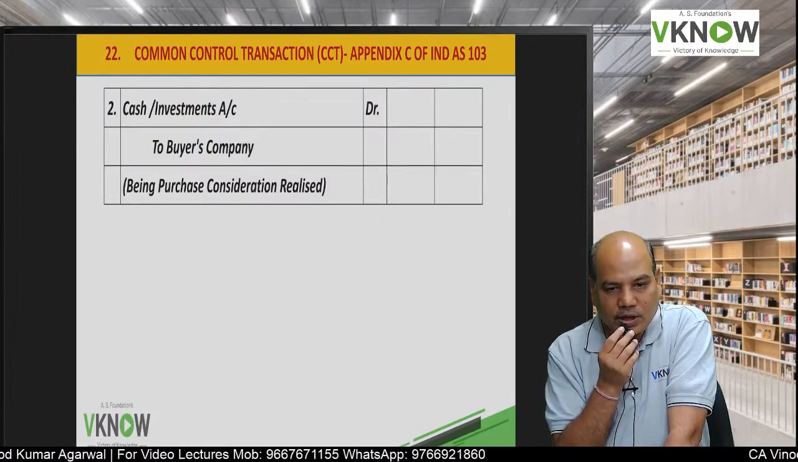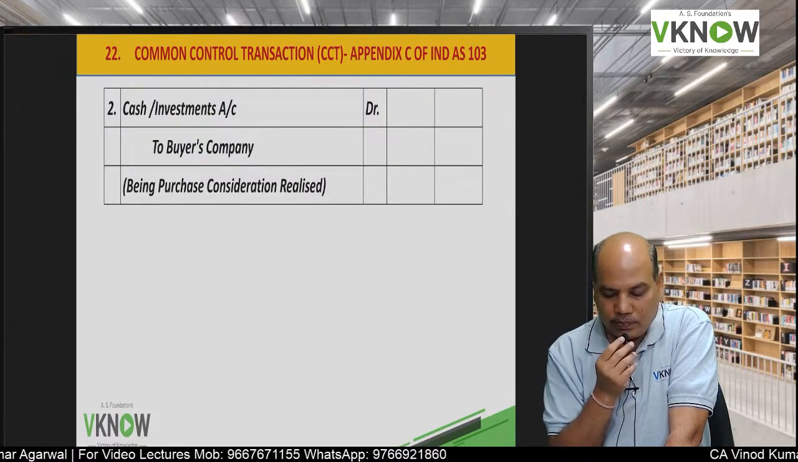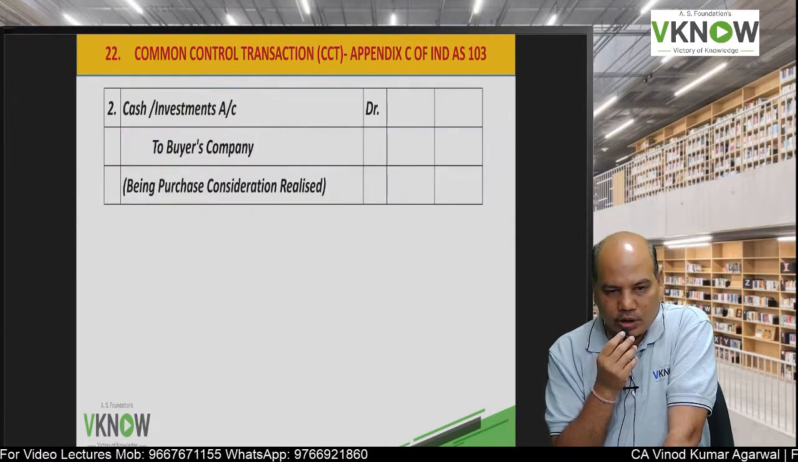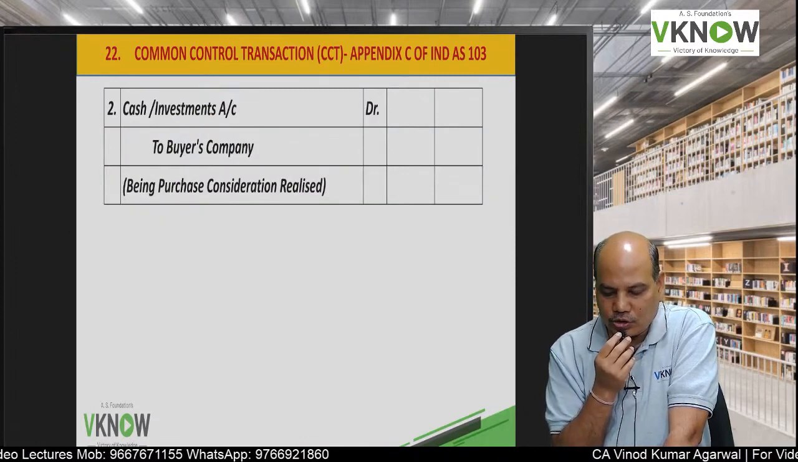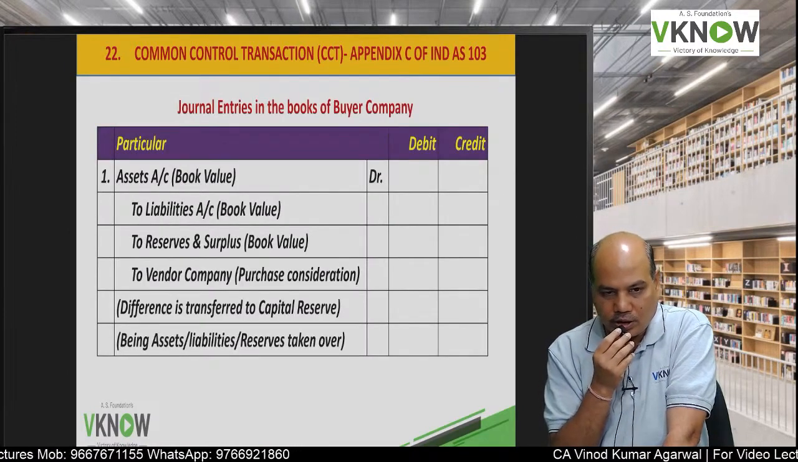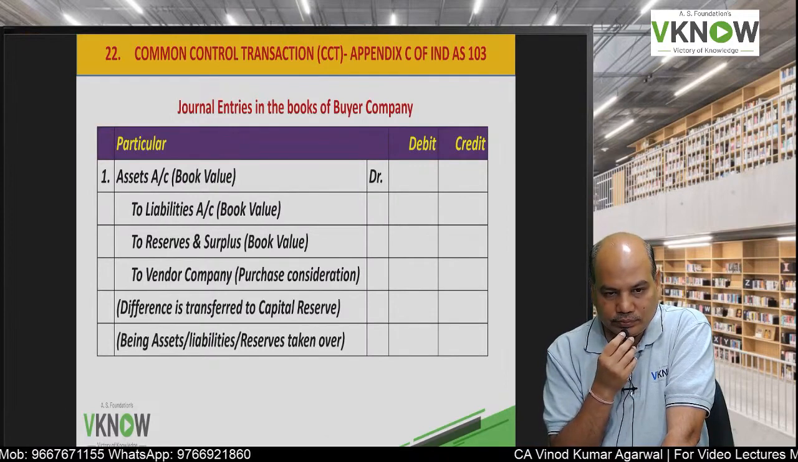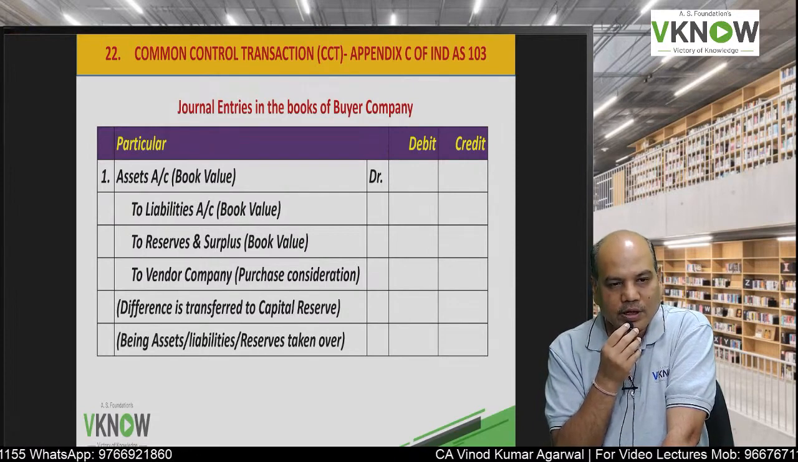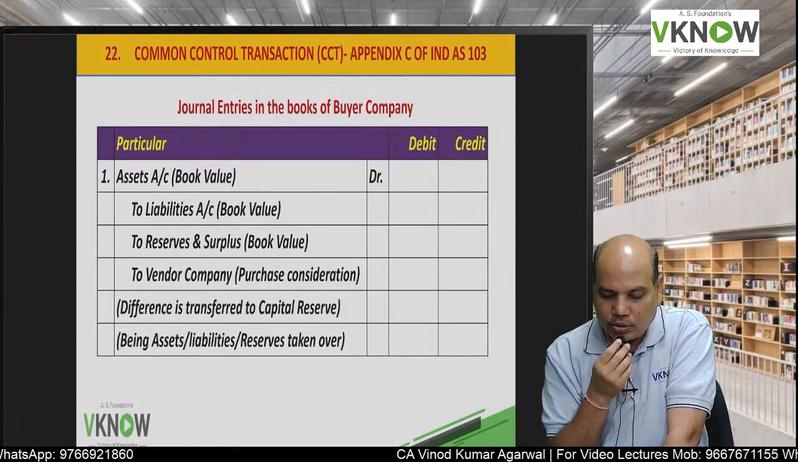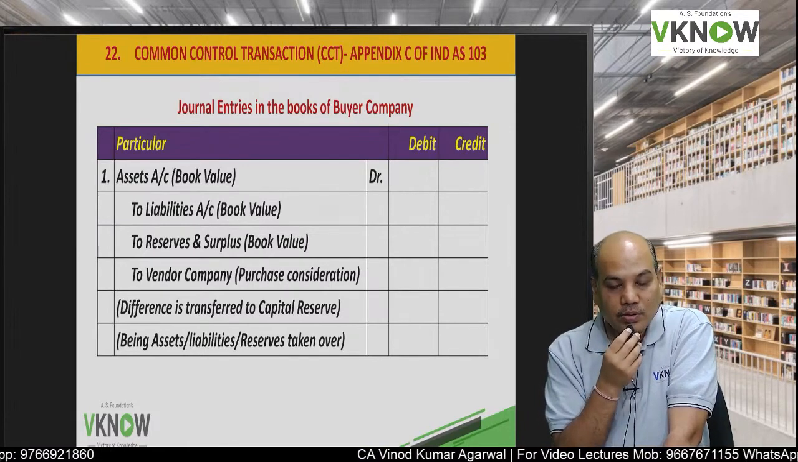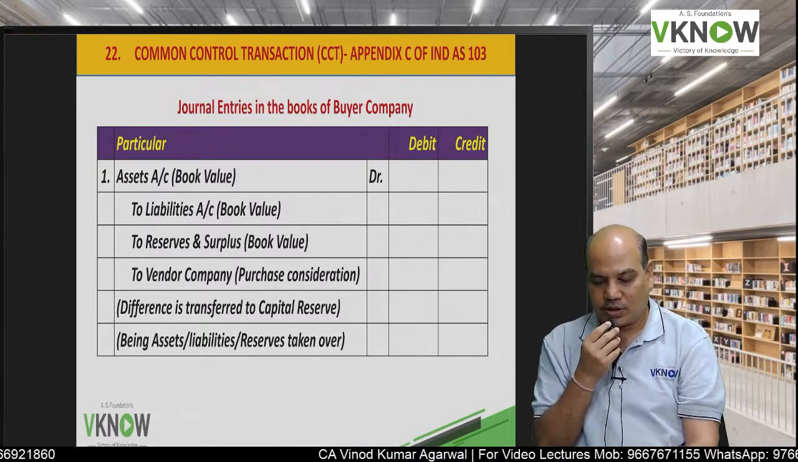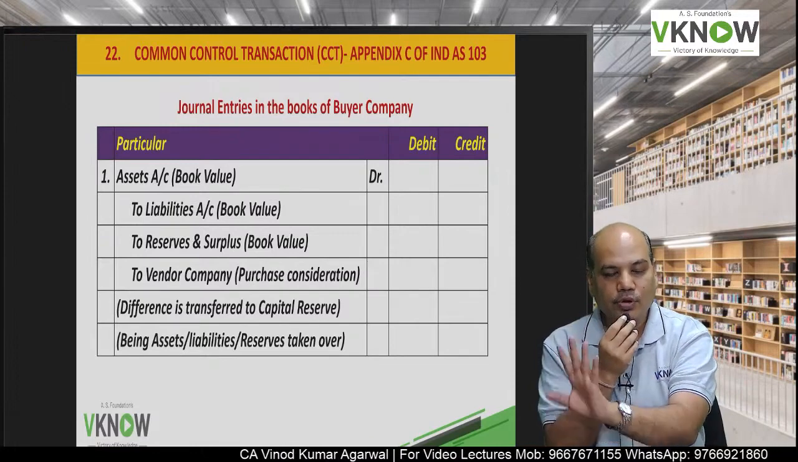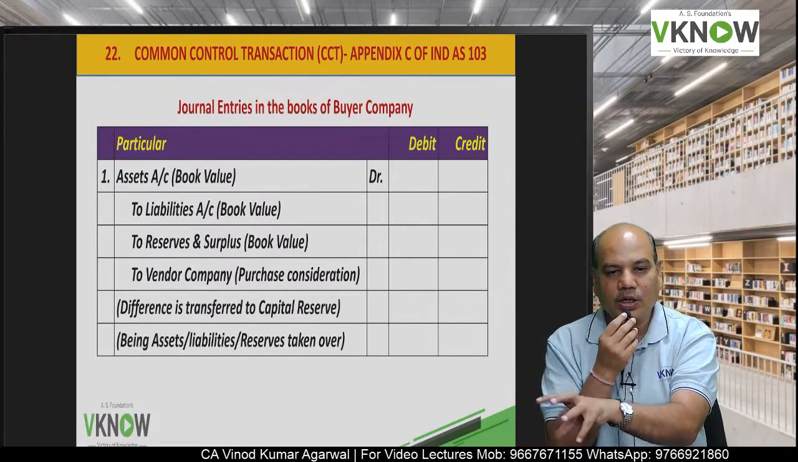That difference will be adjusted in capital reserve, not in goodwill, because you are not acquiring a business, you are selling a company, so goodwill will not arise. Then you will receive the consideration, cash or investment account debit to buyer's company account. Then in the books of the buyer company, very important, they will also record at book value: asset account debit at book value, to liabilities account book value, to reserve and surplus book value, to vendor company purchase consideration payable. Any difference is adjusted in capital reserve, not in goodwill, because this is a common control transaction.